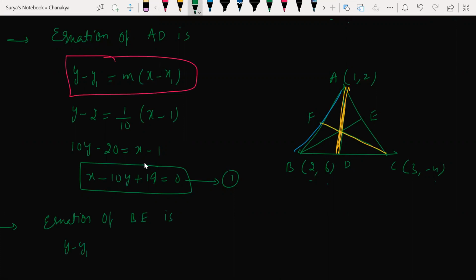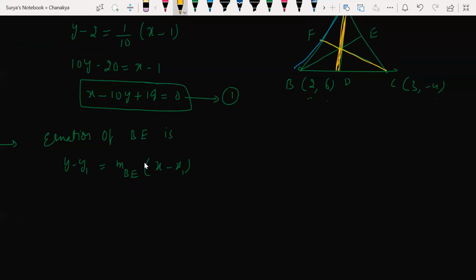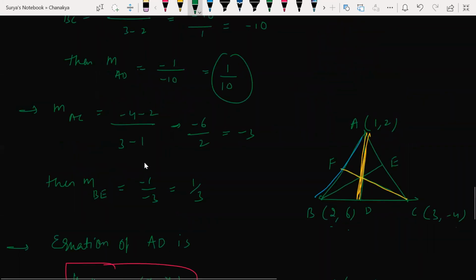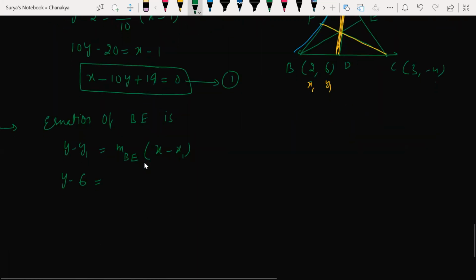Y minus y1 is equal to the slope of BE into x minus x1. So what is x1 now? This is x1, this is y1. So y minus y1 is, yes, y minus 6. Slope of BE is what I just found. Look at it. Slope of BE is what? 1 by 3 or not? Yes, sir. 1 by 3 we will substitute there.